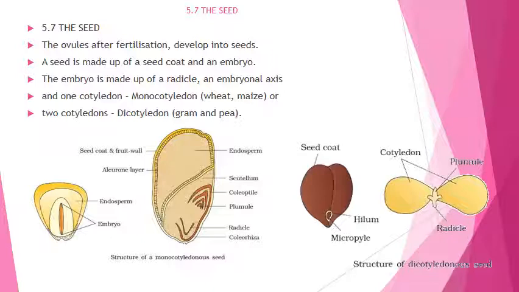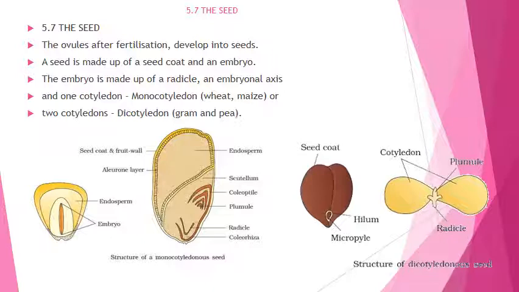The gram dal which we eat, then there is also tuar dal, then moong dal we have from moong, right? Many pulses are there. So gram and peas, here we take the two examples. The structure is shown on the right side below. The structure of dicotyledon seed.